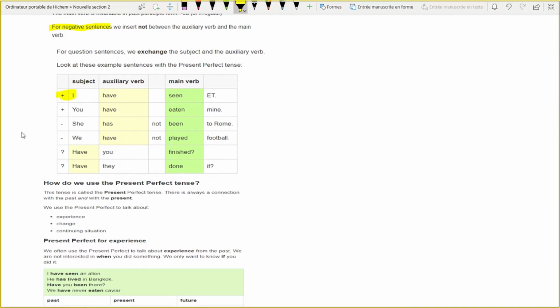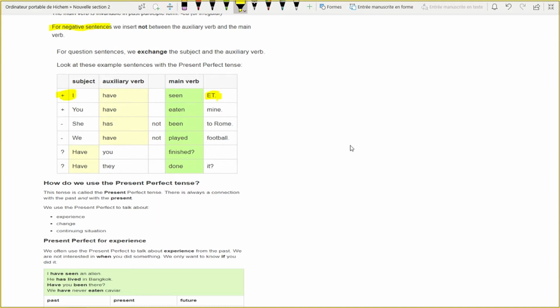So when it comes to a positive sentence like this one, we have I have seen E.T. E.T., by the way, is a movie, a very famous and old movie about aliens, right? So I have seen E.T. I is the subject, have is the auxiliary verb. The main verb is seen, which is an irregular verb. The infinitive form of seen is to see, right? I see, I saw, I have seen, right?